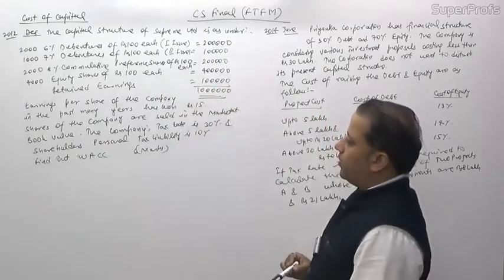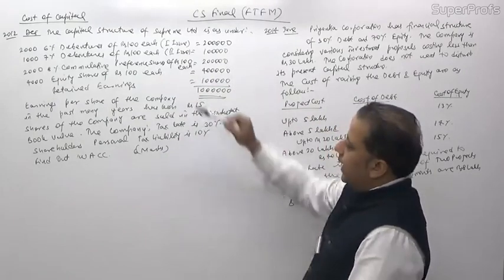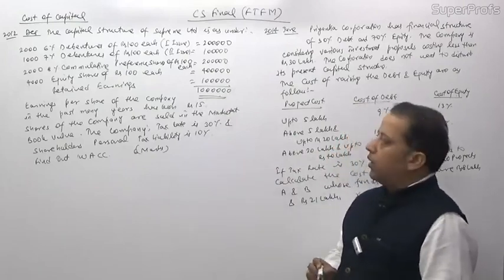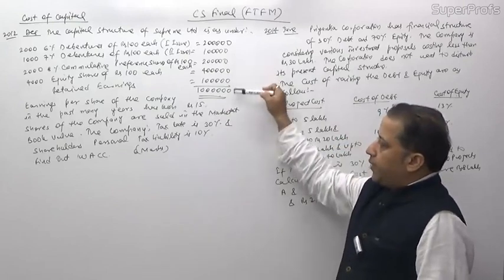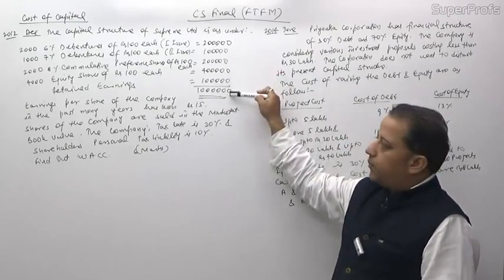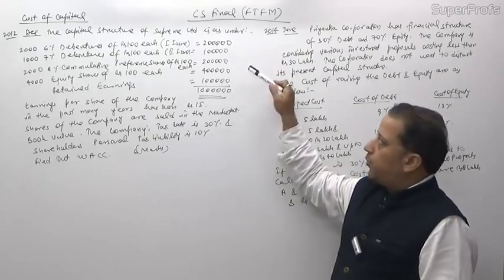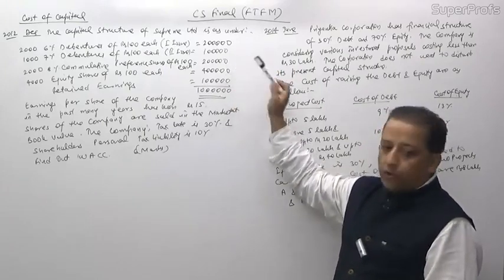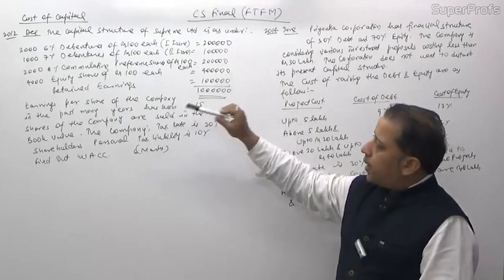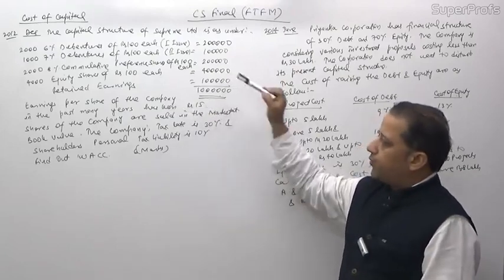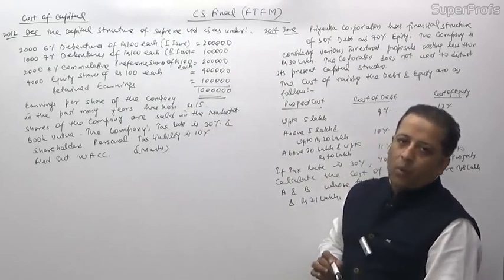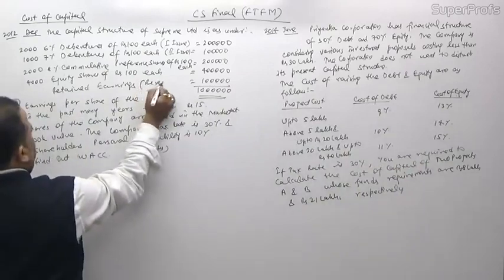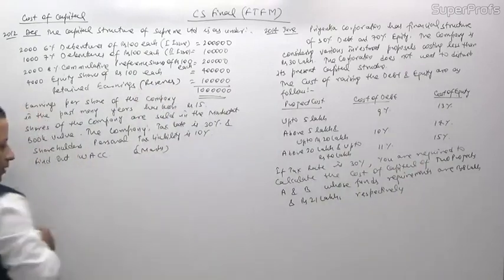4,000 equity shares of rupees 100 each amounting to rupees 4 lakh, and retained earnings amounting to rupees 1 lakh. So the total capital structure of the company consists of 6% debentures of rupees 2 lakh, 7% debentures of rupees 1 lakh, 8% cumulative preference shares of rupees 2 lakh, 4,000 equity shares of rupees 4 lakh, and retained earnings of rupees 1 lakh. Retained earnings basically means the general reserves and any other reserves included in retained earnings.